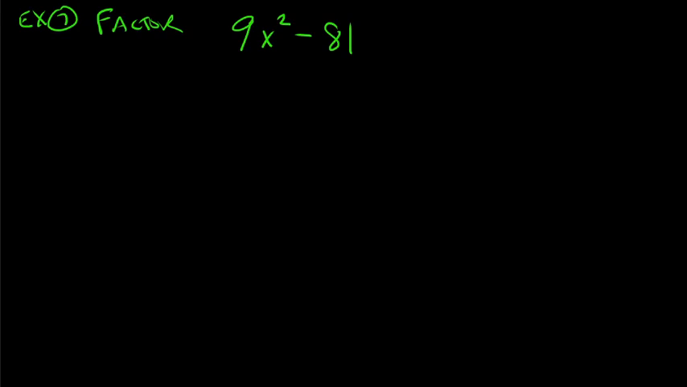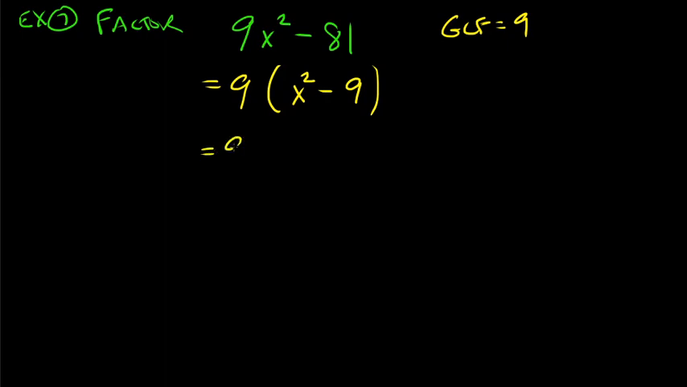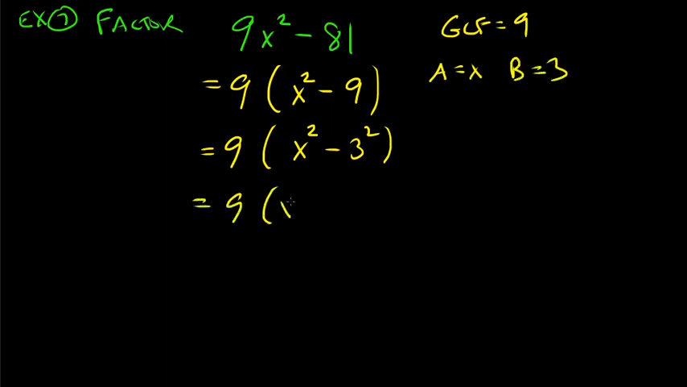Okay, 9x squared minus 81. Okay, so GCF is not 1, it's 9. Factor out the GCF. Right, so negative 81 is just 9 times negative 9. Okay, so having taken out the 9, now we recognize what's in the parentheses as a squared minus b squared, right? So a is just x, and b is 3. So this should factor as a minus b times a plus b.